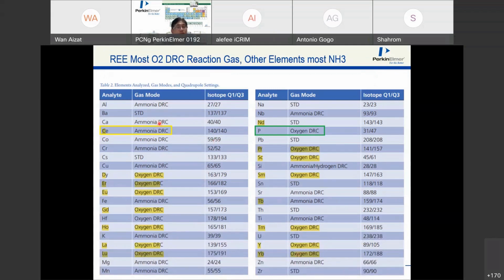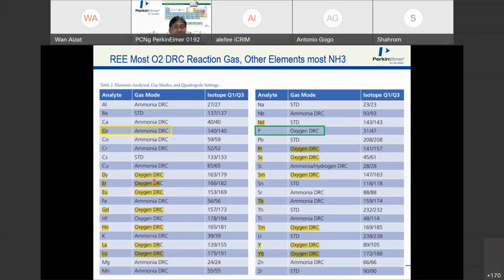For example, for the rare earth elements themselves, almost 80% use oxygen mode in the triple quad ICP-MS to modify, for example, Dy to Dy oxide. It can be mono-oxide, dioxide, or trioxide, depending on the amount of oxygen injected into the ICP-MS. So Eu, Dy, Er are all measured as oxides.